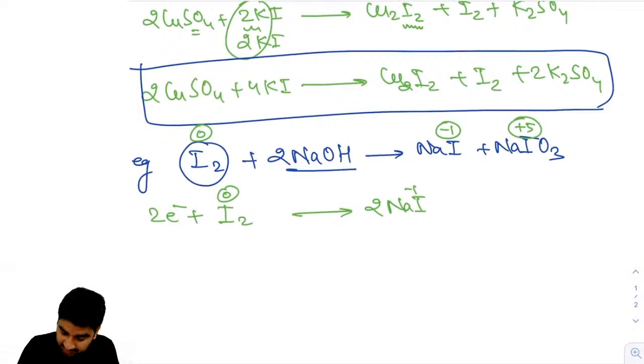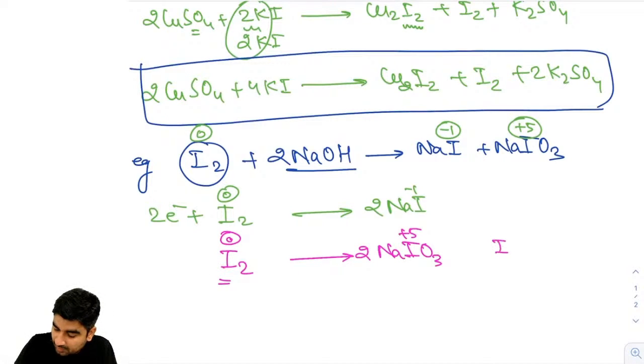Now what I have to do is, again, iodine is going into NaIO3 from 0 to +5. So just balance the iodine atoms. So here it is going from 0 to +10. So +10 electron will be here.